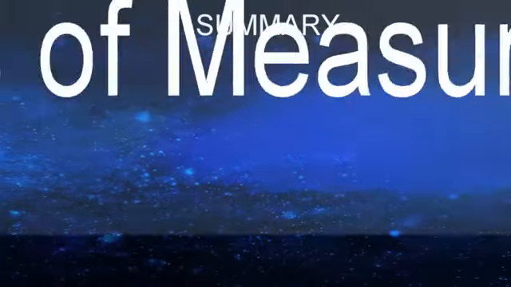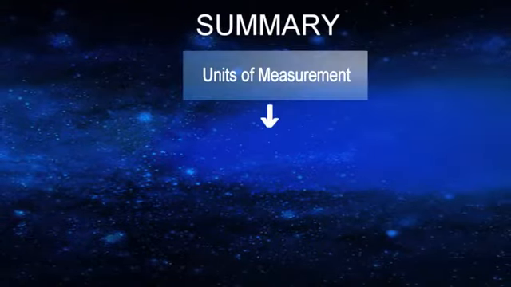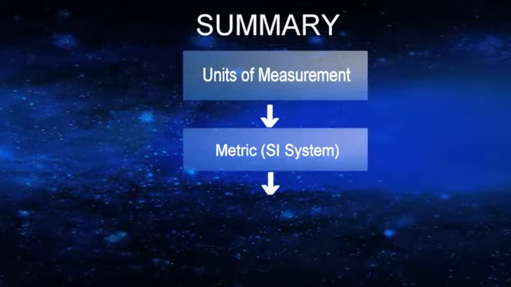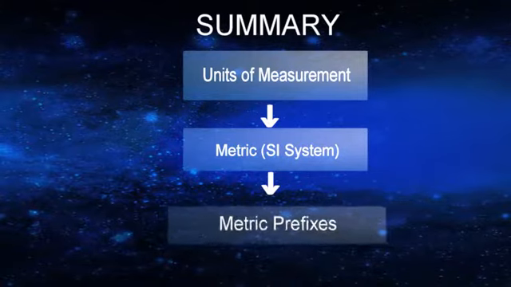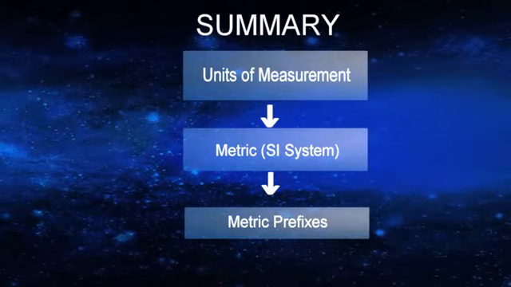So to summarize, it's important to keep track of units of measurement. In physics, we will use the metric or SI system for units. When describing very large or very small quantities, metric prefixes can be used.